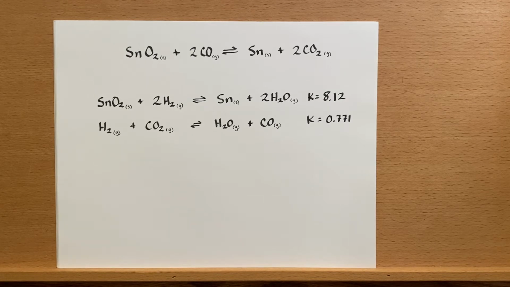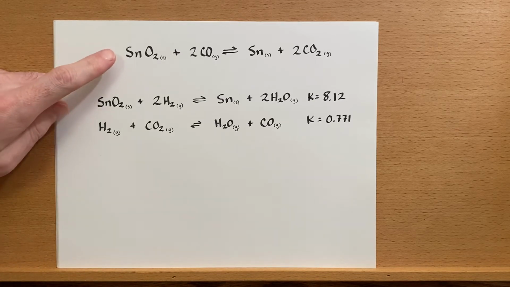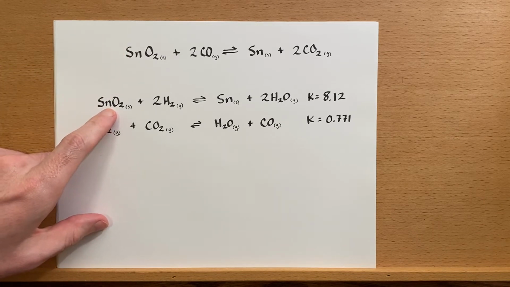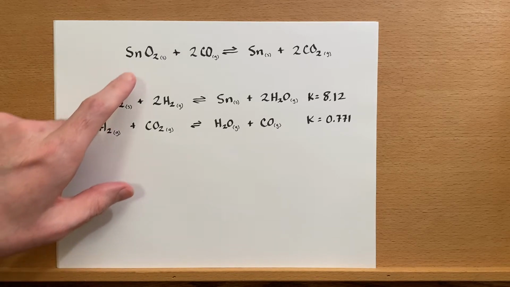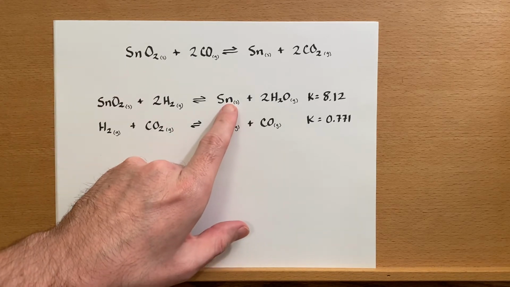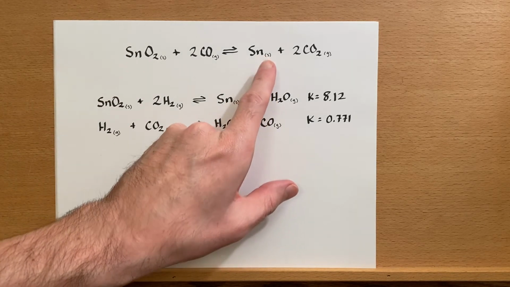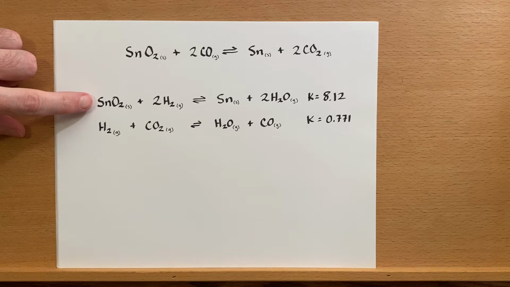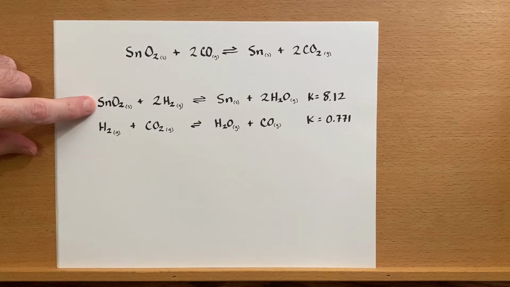So we need to look for how we can combine these two reactions together in order to equal the top reaction, or how we can add them up. You'll notice that tin(IV) oxide is on the reactant side in the reaction that we want, and metallic tin is on the product side. So we're going to leave this reaction alone, and also notice that we have 1 mole here and 1 mole there, so we should be able to just use this reaction as it's written.